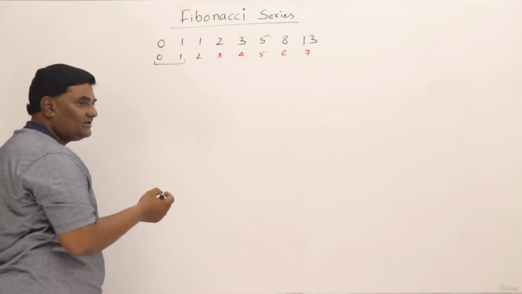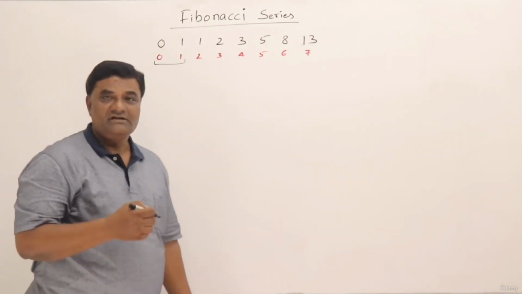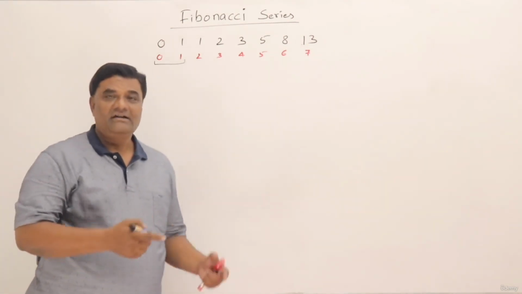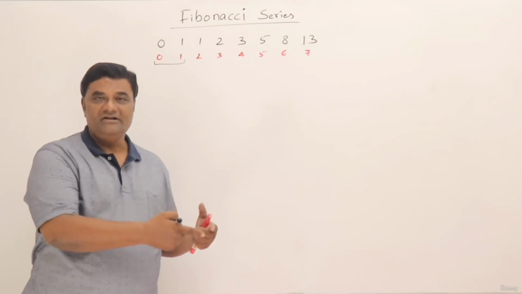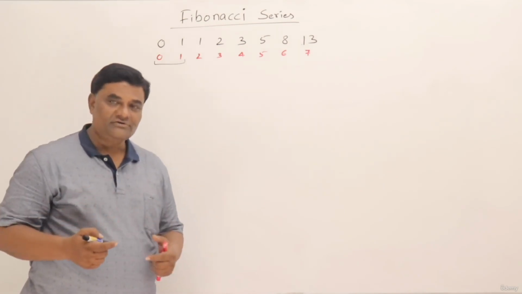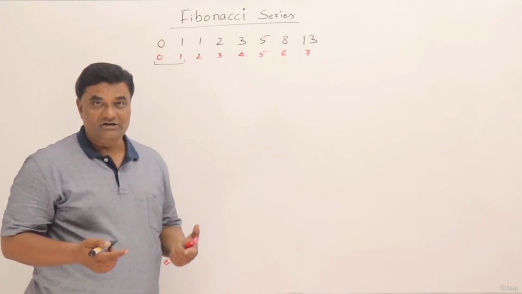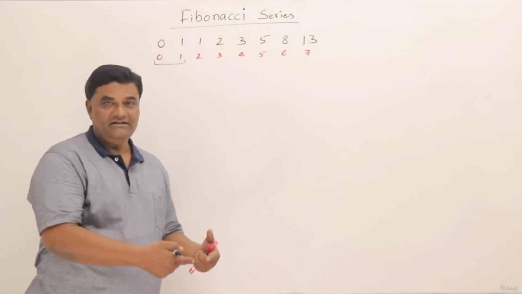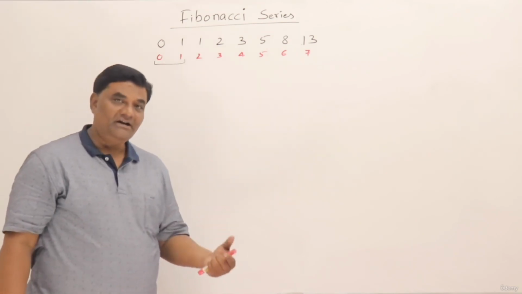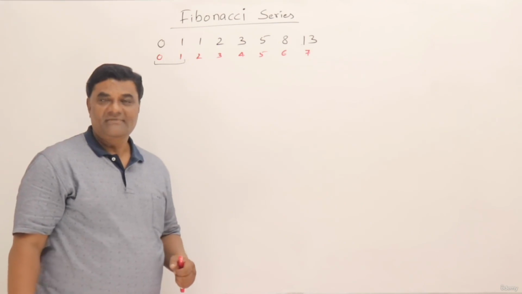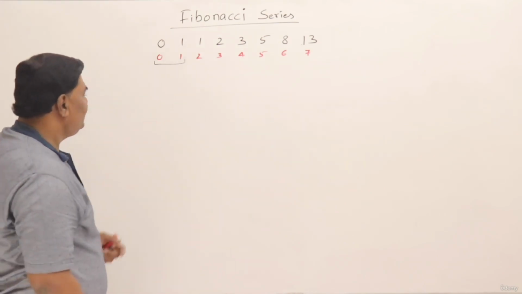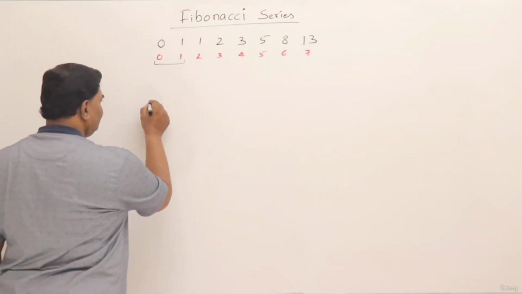Means if it is the 0th term, then it is 0. If it is term 1, then it is 1. Rest, every other term is obtained by adding the previous two terms. So initially you must have two terms, then only you can define like this, that every term is obtained by adding the previous two terms. Alright, so this can be defined mathematically.